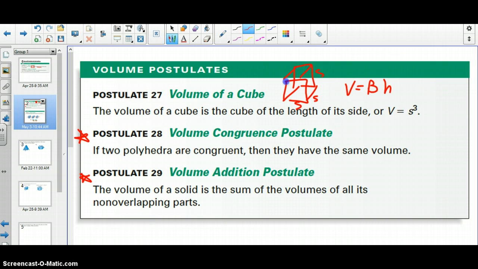These aren't very important, but if two polyhedra are congruent, then their volumes are the same. If you have composite figures, like let's say you have a cylinder on top of a cone, or a cone on top of a cylinder, then you would just add up the volumes of those two shapes to get the total volume.